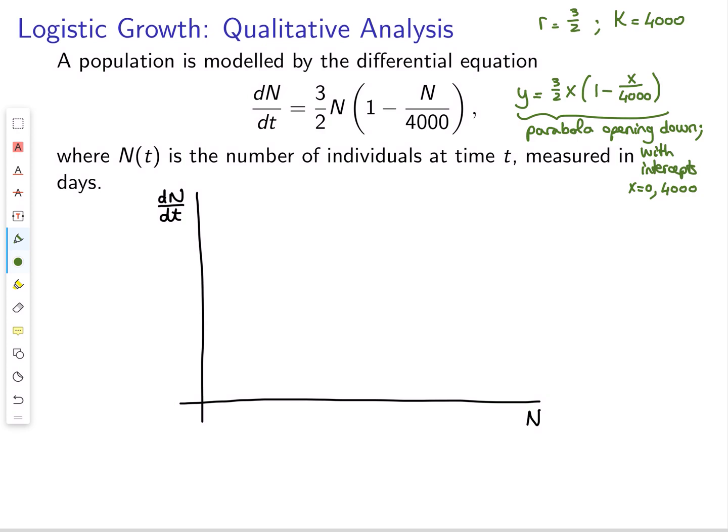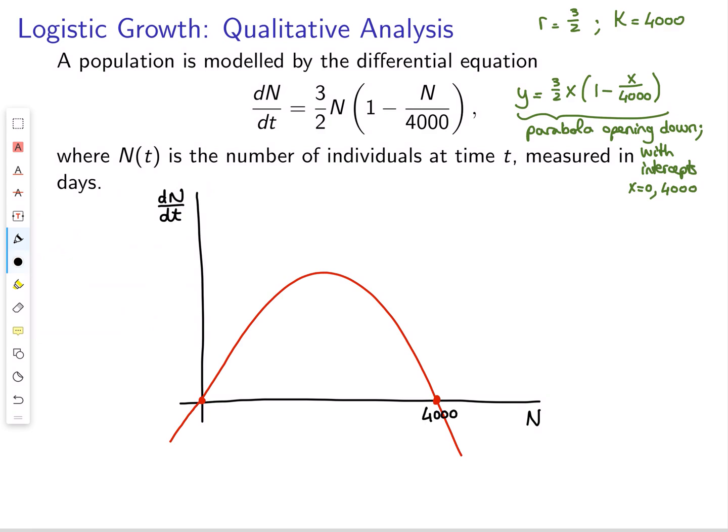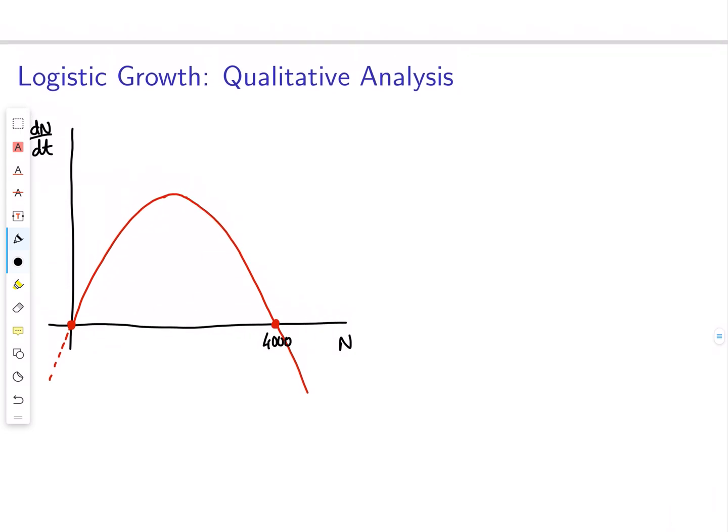So if we translate that into our current symbols, we have dN/dt takes the role of y and N takes the role of x, and so we just simply end up with that parabola. We end up with the parabola that opens down and has x intercepts, or in this particular case N intercepts, at 4,000 and at 0. Okay? That's a great start. All right, now let's go to the next page where I have the plot drawn already, but with a little bit more space.